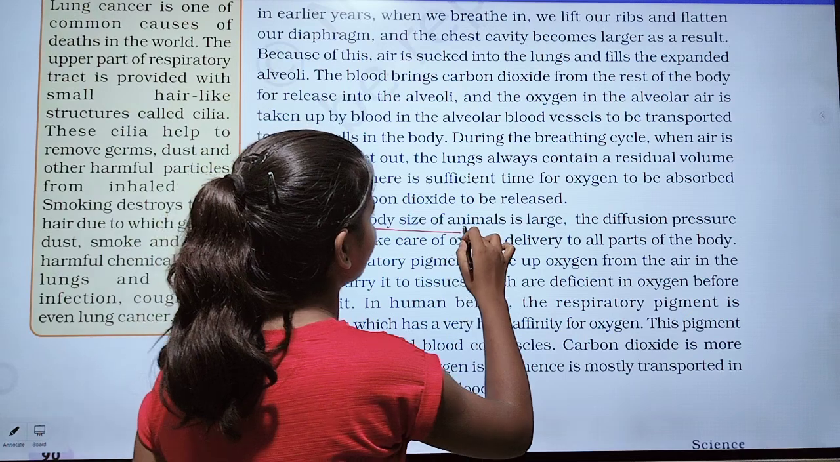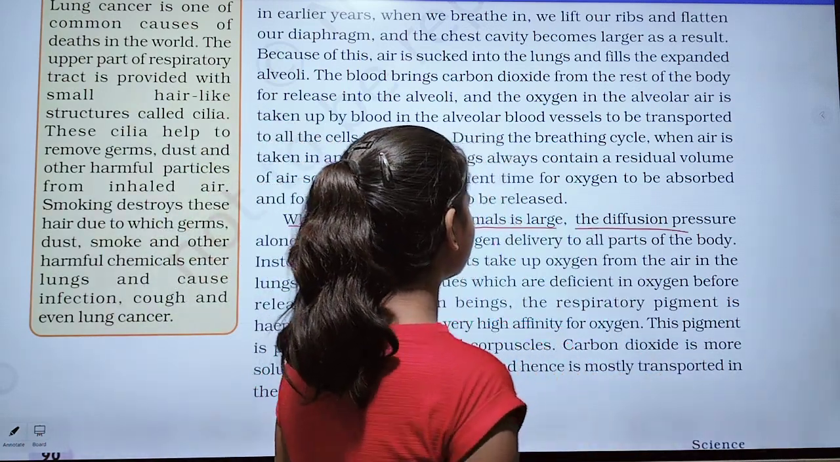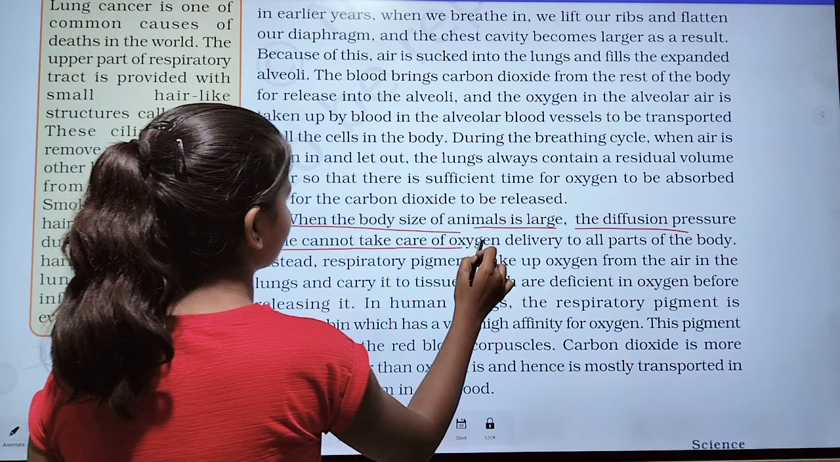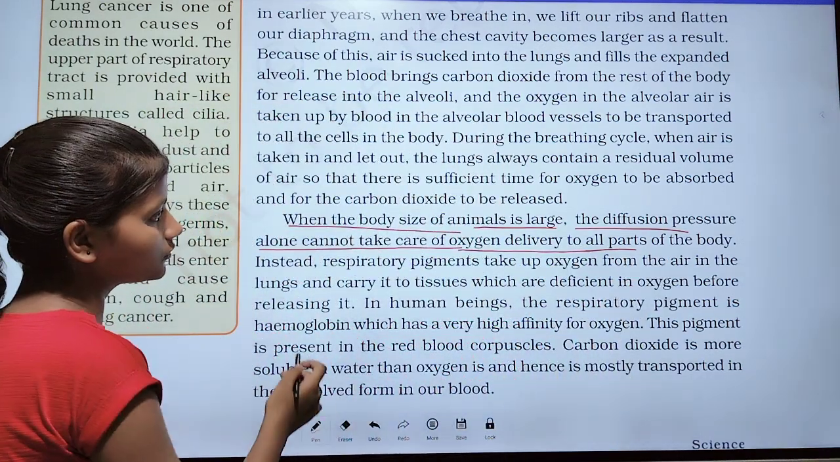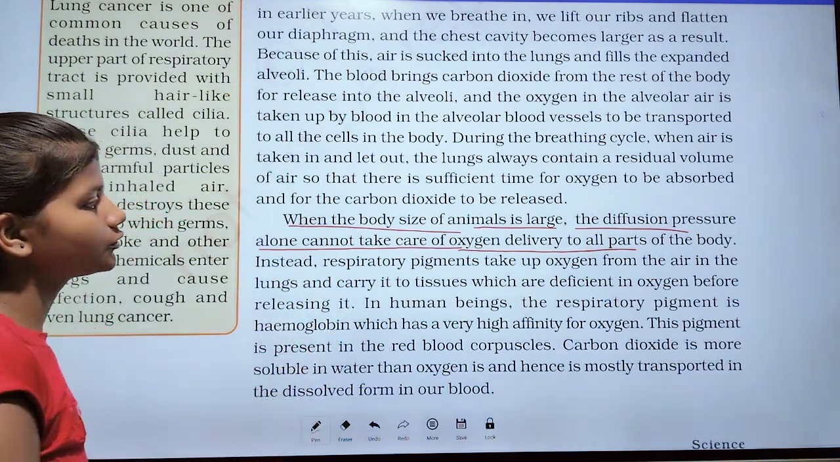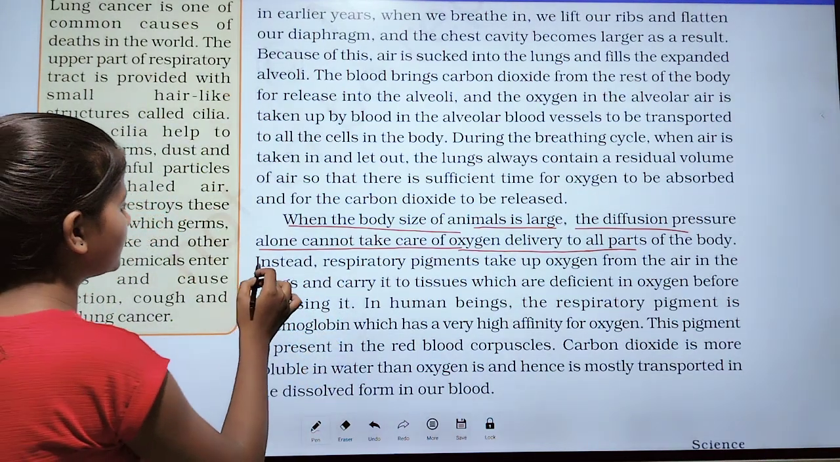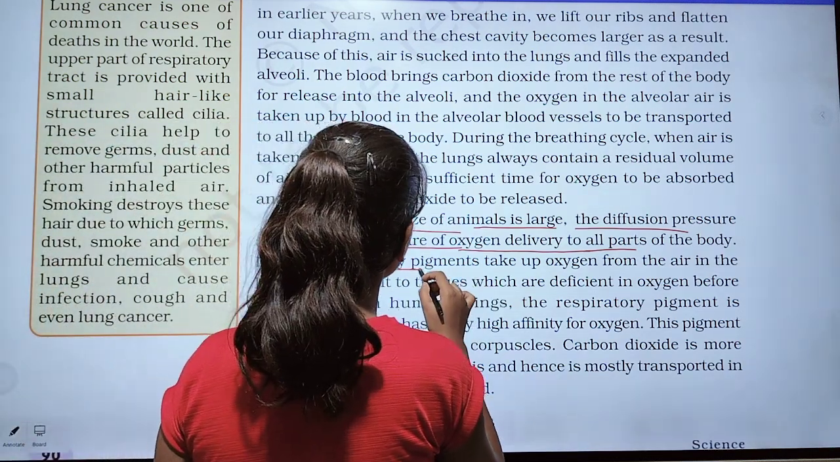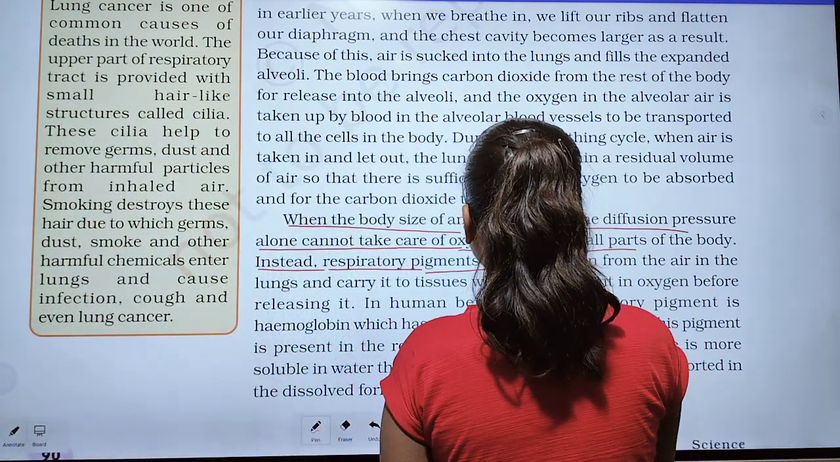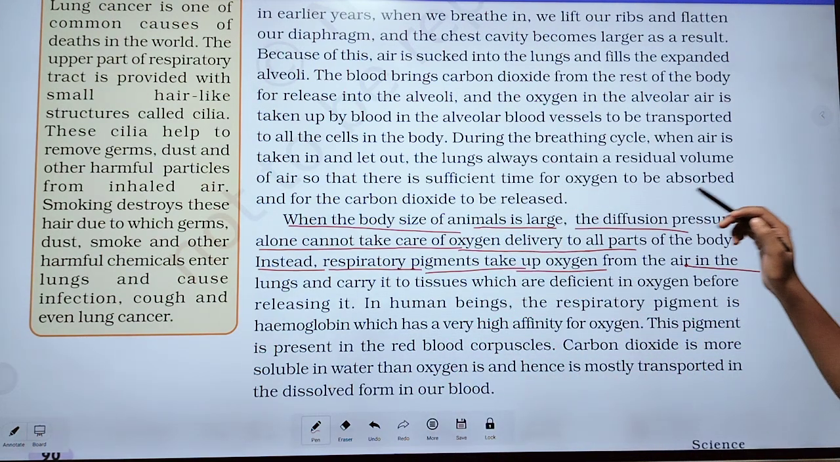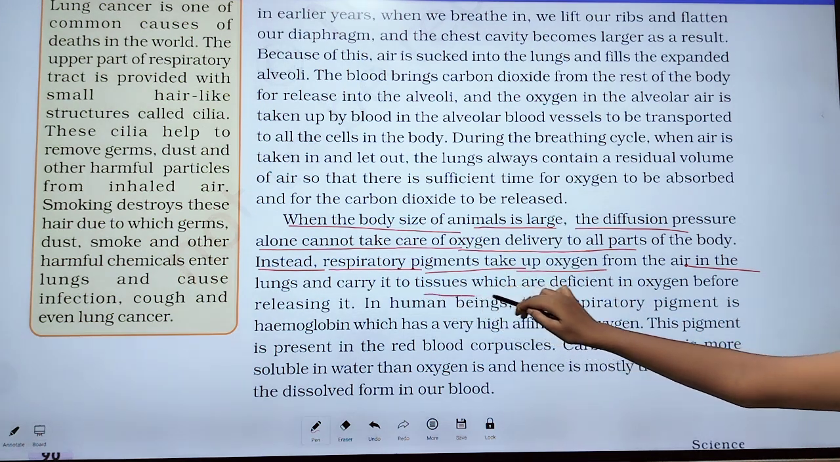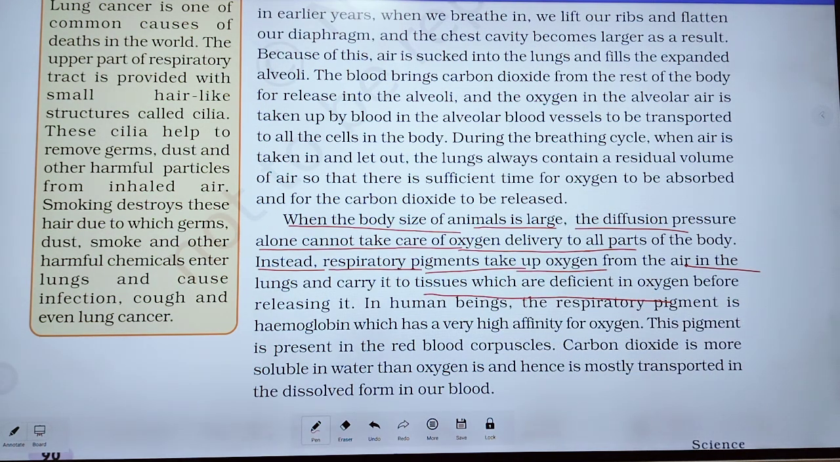When the body size of an animal is large, the diffusion pressure alone cannot take care of the oxygen delivery to all parts of the body. Instead, respiratory pigment takes up oxygen from the air in the lungs and carries it to tissues which are deficient in oxygen before releasing it.